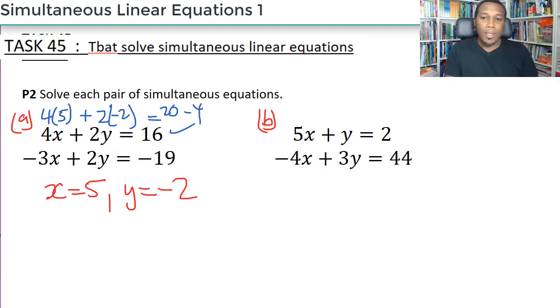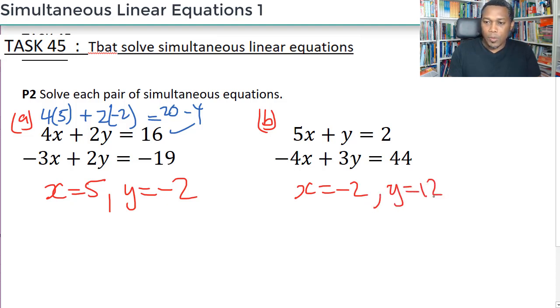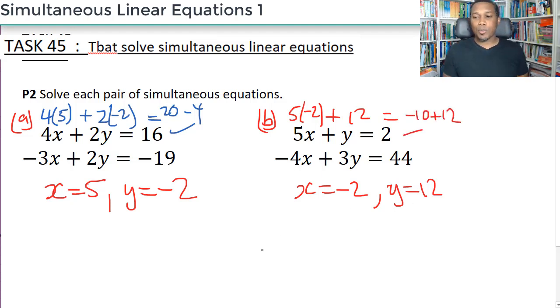That's the answer there. And then for B, I'm reading x is equal to minus 2 and y is equal to 12. And we will do that check again. We'll have 5 times minus 2 plus 12. And 5 times minus 2 is minus 10, plus 12. So that gives us 2. So that's a correct answer. X equals minus 2, y equals 12. Those are the 2 answers you should have.